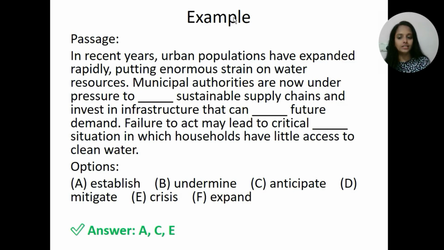For the first blank, it's "authorities are now under pressure to dash sustainable supply chain." So, obviously, what should come here? A verb, which means establish. Okay. The next one is "invest in infrastructure that can dash future demand." Again, a verb meaning prepare for. That means anticipate. Okay. And for the third blank, a potential situation, which means a noun, right? Serious shortage or crisis here.